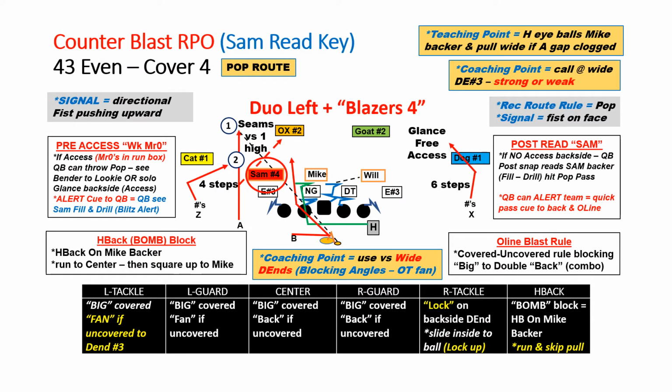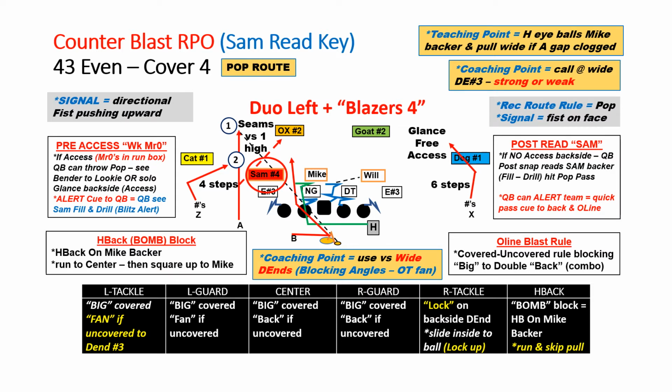All right, first look at our counter blast RPO against a 4-3 even cover 4. It's even because the guards are covered and the center is not. It's a 4-3 because the Mike is in the middle, and it's a cover 4 because we've got split safeties with 4 deep secondary.